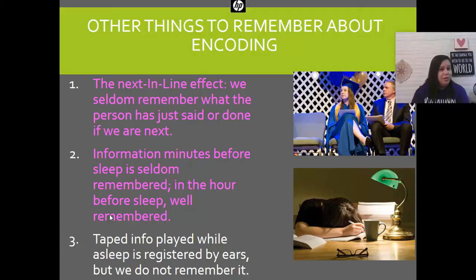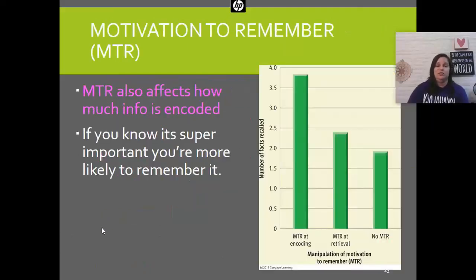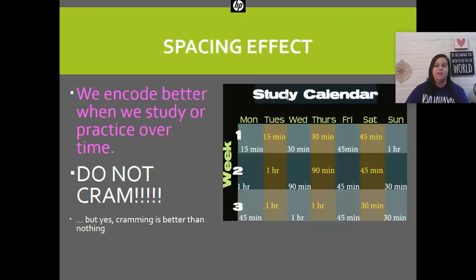Your ears may pick up on the sounds, but you're not going to remember that. If only it were that easy, that would be great. Your motivation to remember also affects how well you encode information. If you know something is super important, you are more likely to record it or to remember it. That doesn't mean you remember everything. There are definitely important things that we forget and then we feel really bad later, but you're less likely to forget them.